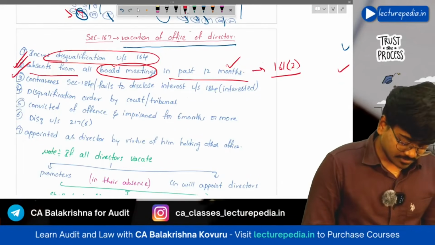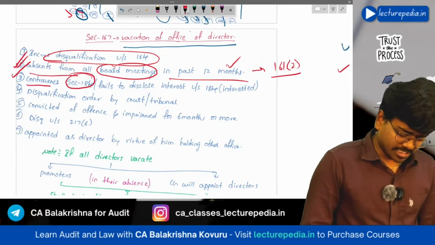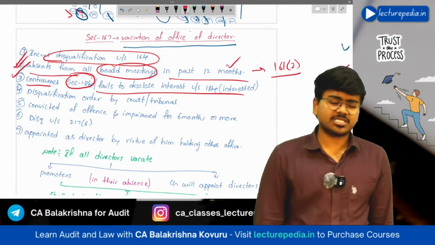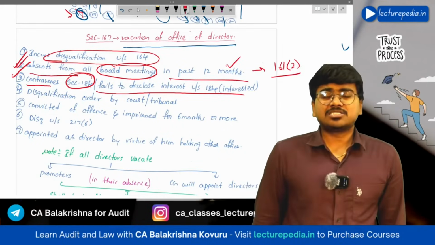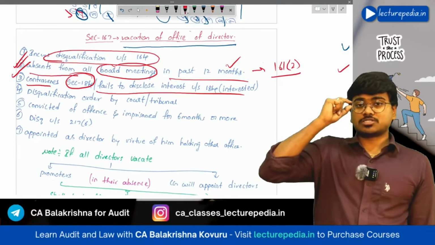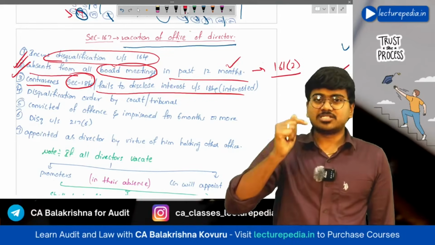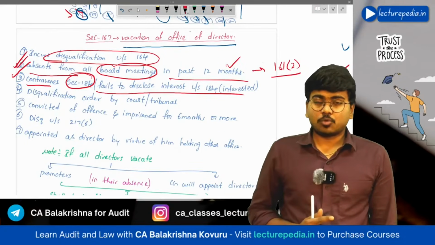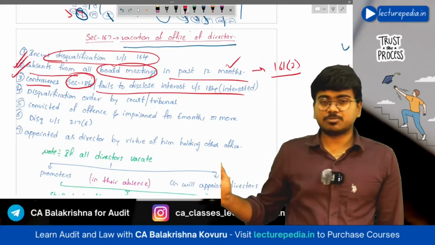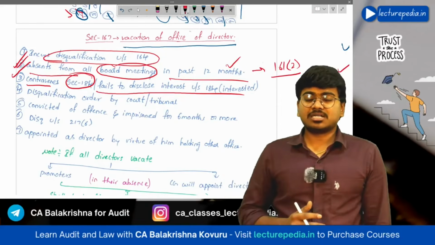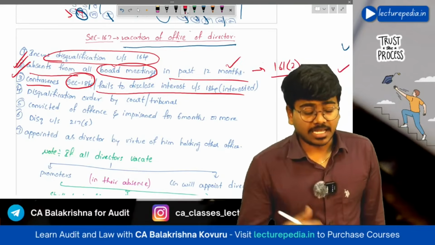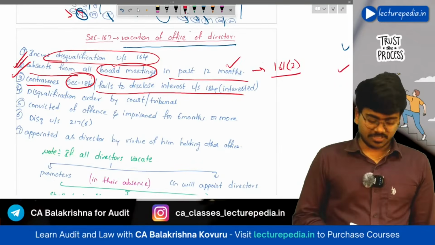Next, contravenes section 184, fails to disclose interest under section 184. Basically section 184 deals with disclosure of certain interests that the director is having. If he fails to disclose those interests, if he fails to comply with section number 184, we will be discussing section 184 in the third chapter, meetings of board and its powers. So if you contravene section 184, then also the director has to vacate his office.